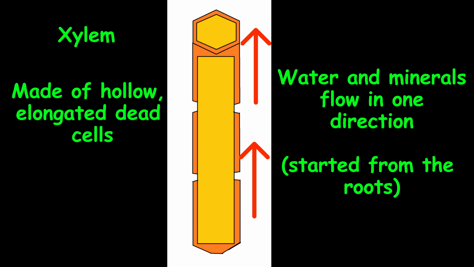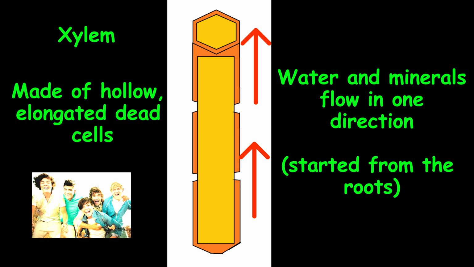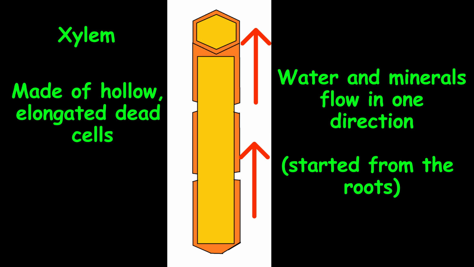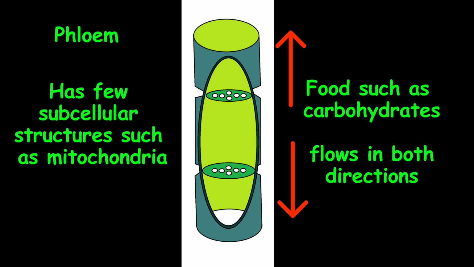Let's start off with the xylem. The xylem is a bit of a hollow tube made of elongated dead cells. The job of the xylem is to transport water and minerals around the body. But the substances only travel in one direction, starting off at the roots because the roots absorb water and minerals from the soil.